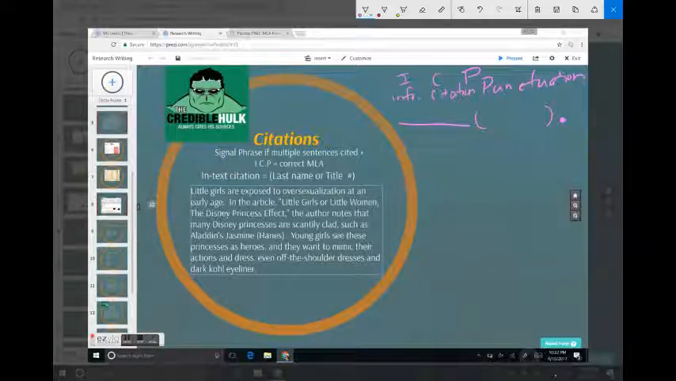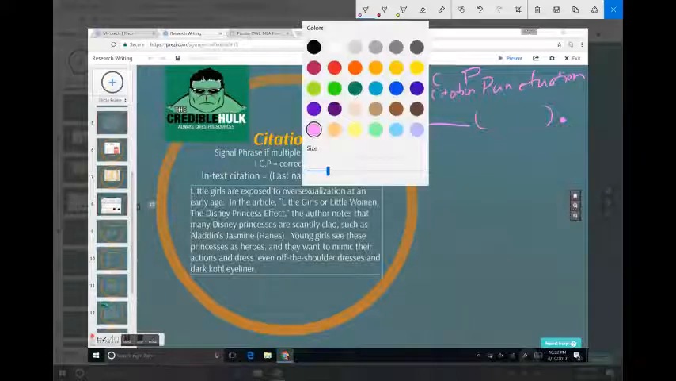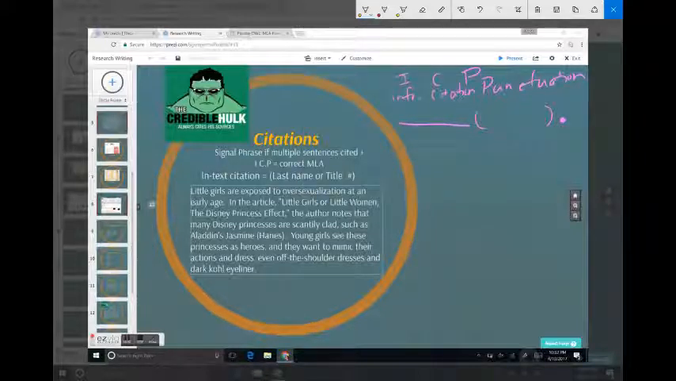There is one exception to that rule, and let me switch this here so you can see it. The only piece of punctuation that goes on the inside is the quotation marks.